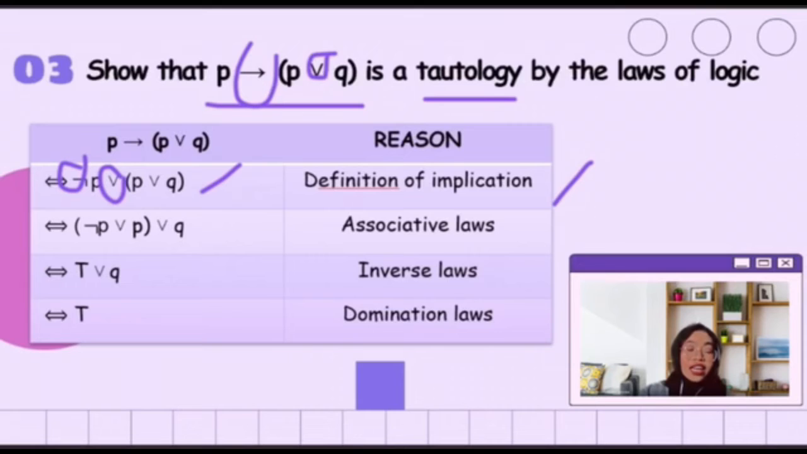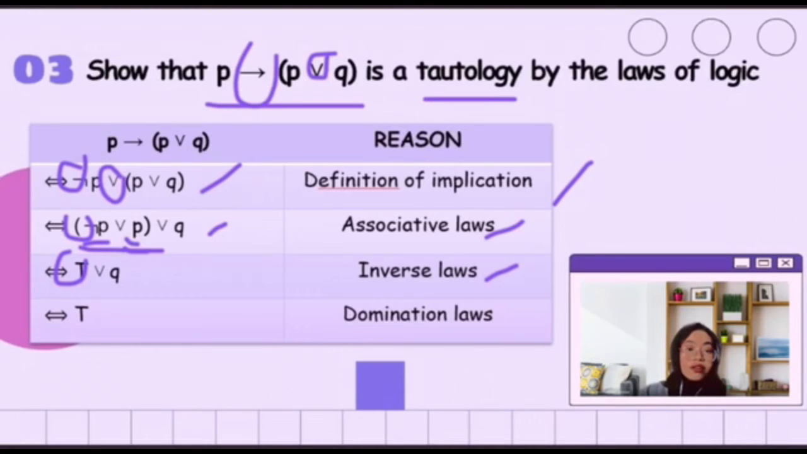We can see that there are two of the same variable, but this one has not P and this one is only P. So what we need to do is combine these two using the associative law. So it will become open bracket not P or P close bracket or Q. So not P or P is T. This is by using the inverse law.